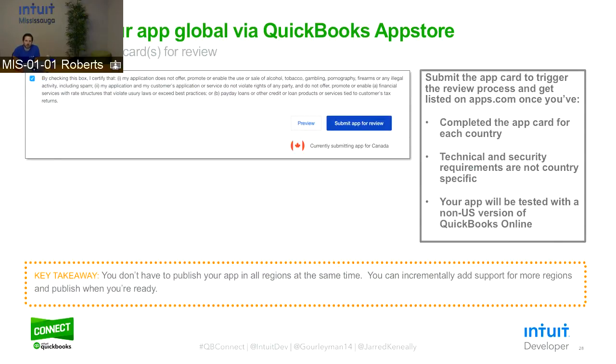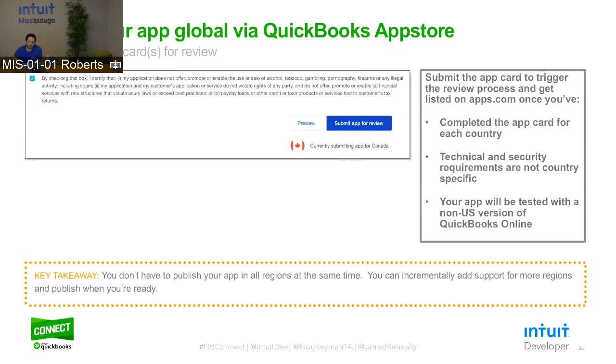So after you finish completing your app card, all you have to do is submit it for review at the bottom by checking off the box and clicking submit for review. After you submit, the technical and security review is going to be triggered, and those requirements are not country specific. And your app will be tested with the proper version of QuickBooks depending on which region you're publishing in.